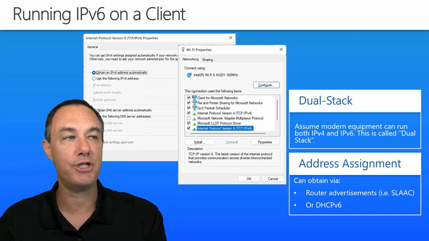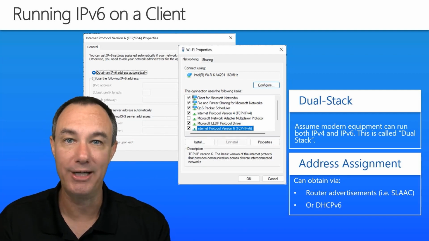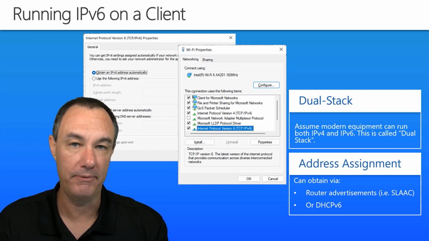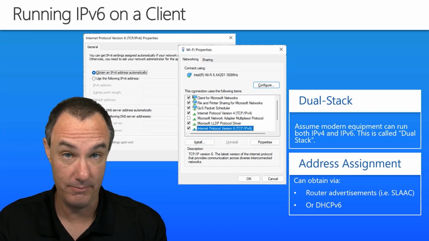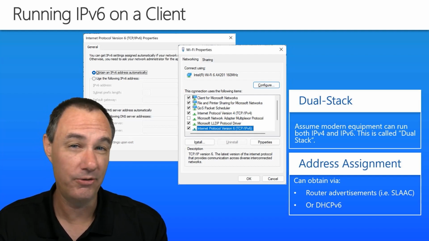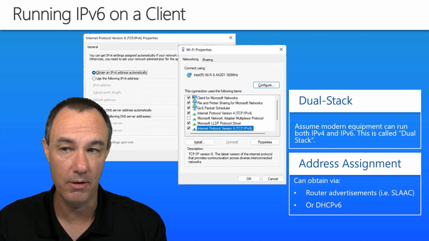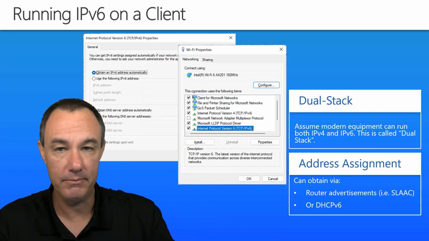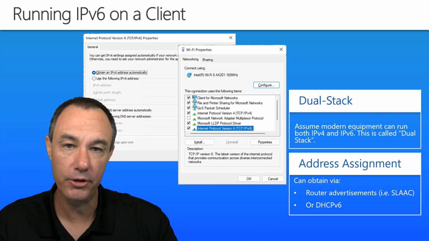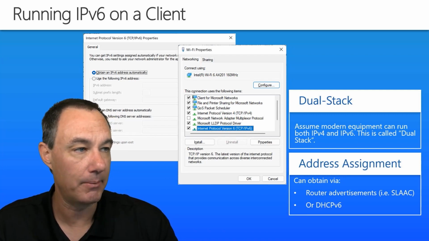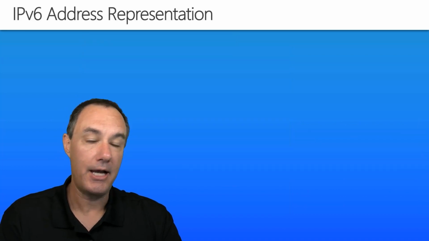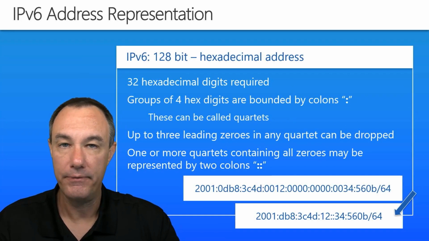You're generally not going to be turning off IPv4 if you run IPv6. That would be weird, okay? You'd have to have a really narrow use case to turn off IPv4. So if you're running IPv6, you're probably running dual stack. And there are ways that you're going to dynamically get addresses. And the addresses are written very differently.